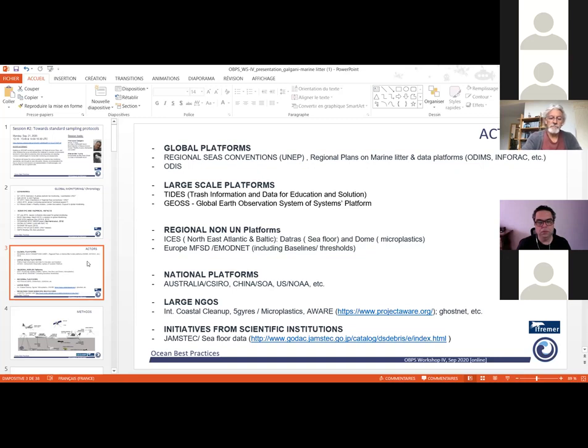We have national platforms that are very efficient. Australia, Brazil has one. Maybe we'll have some more information later with Alex. China has one, US NOAA has one. Many countries have started monitoring already. Then we have global approaches from large NGOs like Coastal Cleanup, for instance, AWARE. And then we have initiatives from scientific institutions like the one from JAMSTEC on the seafloor, which in my opinion is very interesting in terms of global monitoring.